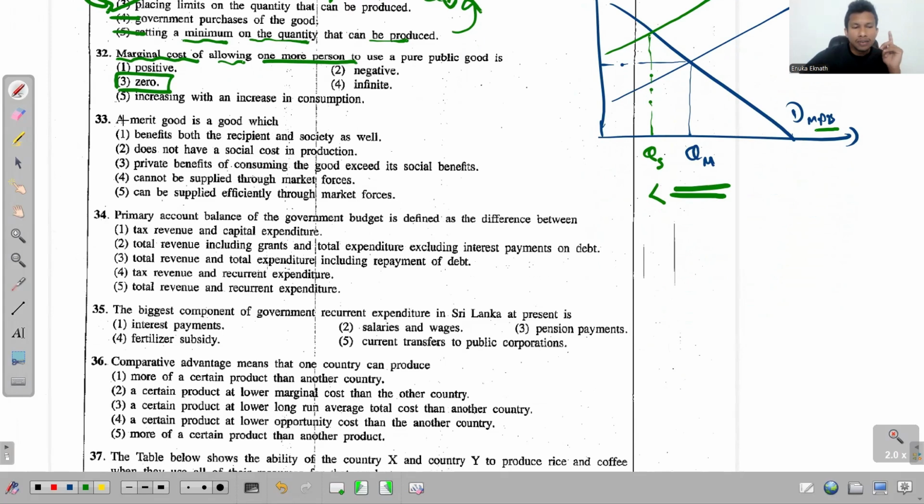And then the 33rd question, a merit good is a good which, see that now, merit or demerit. So how do we decide that? We decide it simply based on the private benefits and the social benefits, right? So if both parties, the direct party who's involved in the consumption activity and also the external parties who are indirectly involved in the consumption activity, if both have positive externalities, we recognize those goods as merit goods.